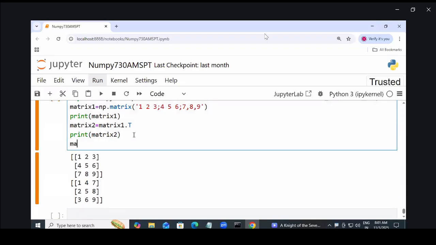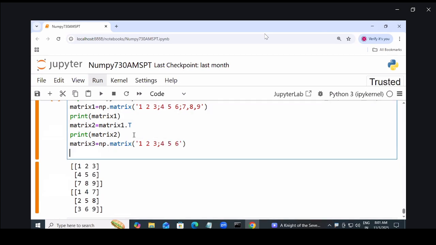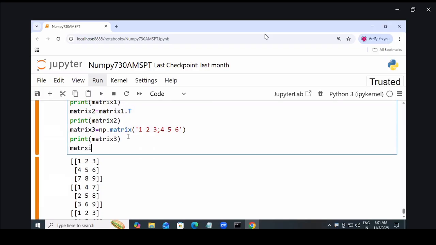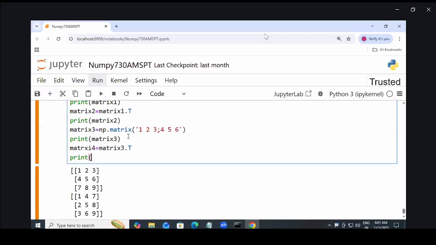Suppose you take another matrix, matrix 3 equal to np.matrix with 1 2 3 and 4 5 6. So this is a matrix 3 having 2 rows and 3 columns. Now if you want to see the transpose of matrix 3, you write matrix 3.T.